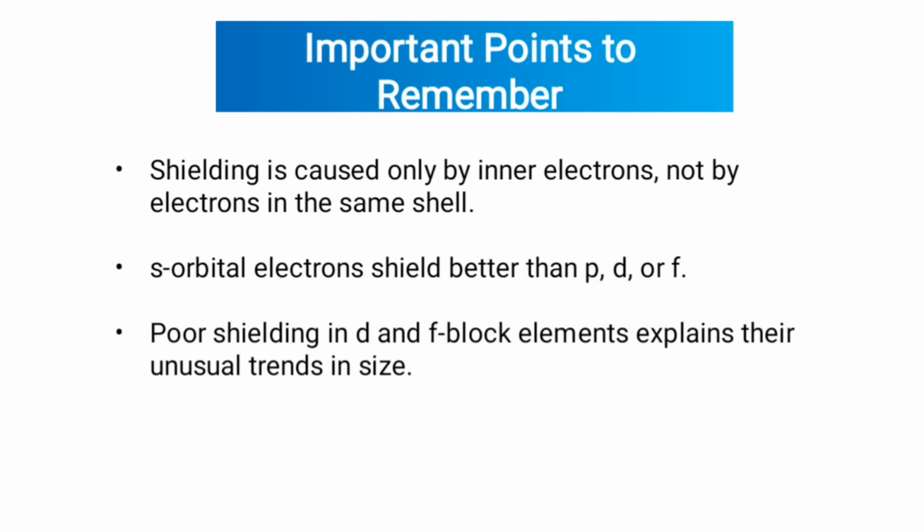Now, my dear student, an important point to remember: shielding is caused only by inner electrons, not by electrons in the same shell. S orbital electrons shield better than P, D, or F. Poor shielding in D and F block elements explains their unusual trends and size. So, dear student, this was the shielding effect, a very important concept that helps explain periodic trends.